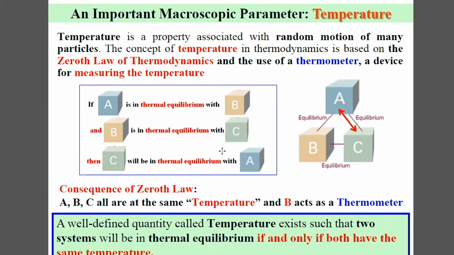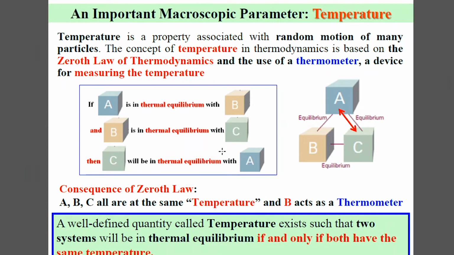Now we said thermal equilibrium, mechanical equilibrium, and material equilibrium. But when the laws of thermodynamics were established, there was no criterion for temperature. The temperature concept came much later. Since the first law and second law were already established by then, the new law, formulated for bringing in the concept of temperature, was called the 0th law. Temperature is a property associated with the random movement of the molecules in the system. So the concept of temperature in thermodynamics is based on the 0th law, and the idea of the thermometer, a device for measuring temperature, was introduced.